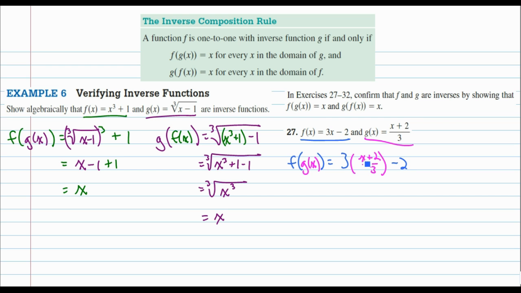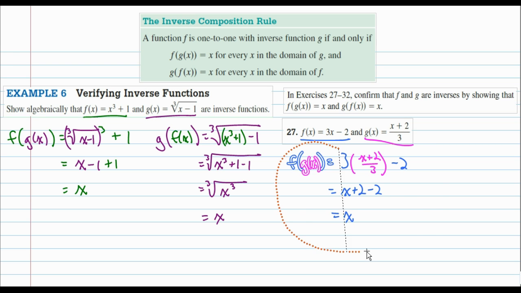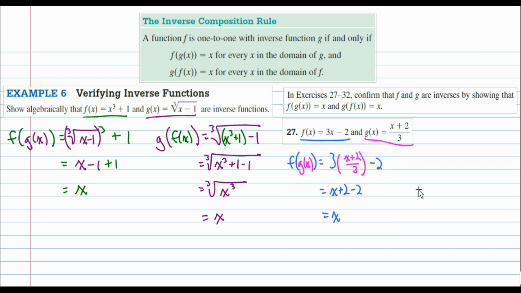Now 3 times x plus 2 divided by 3 simplifies to be x plus 2. X plus 2 minus 2 is just x. So the first composition does simplify down to be just x. So far so good. Now let's try g of f of x.